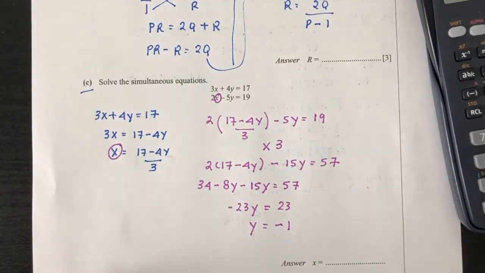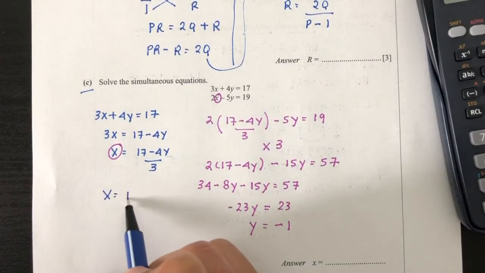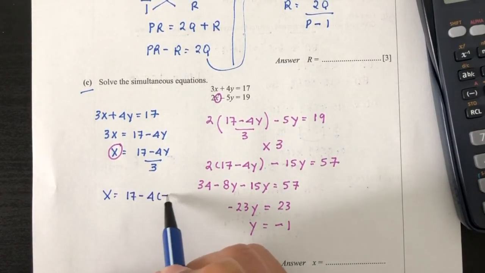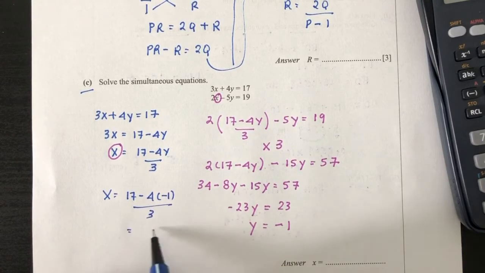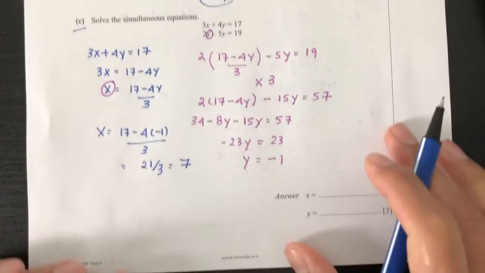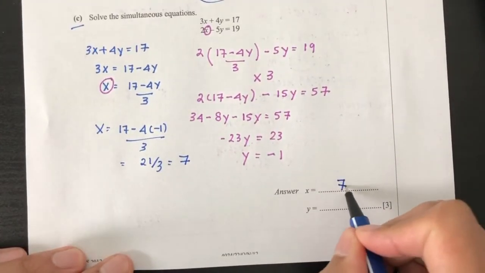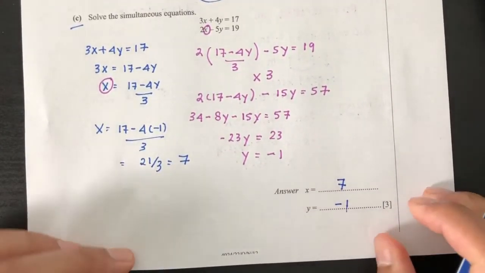Now back to the value of x. x now is equal to 17 minus 4 times y, y is minus 1, divided by 3, that will be 21 divided by 3, that will be 7. So value for x will be 7, and value for y will be minus 1. This is part C.